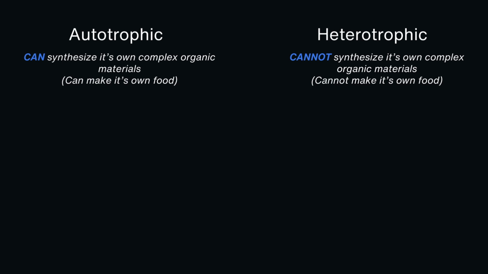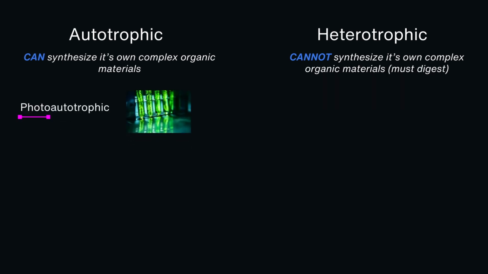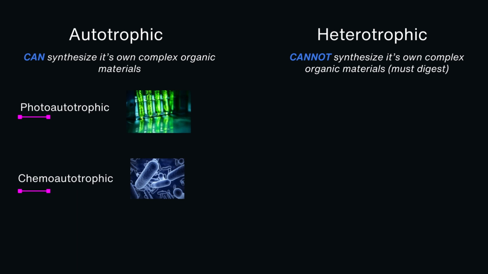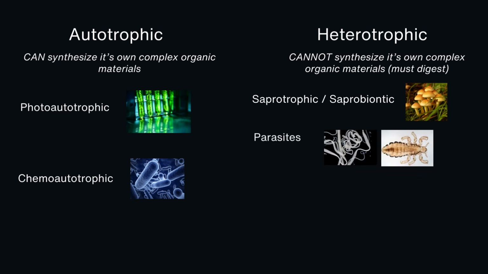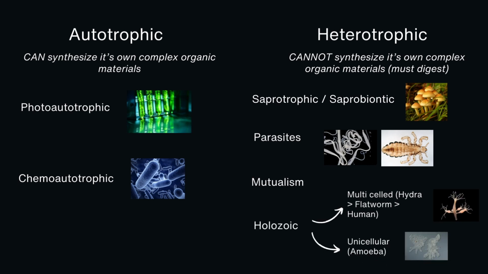I'm going to give a high-level view of the different types of autotrophic and heterotrophic before I dive into more detail about how they are adapted to carry out their functions. So under autotrophic, we have photoautotrophic and chemoautotrophic. Under heterotrophic, we have saprotrophic, parasites, mutualism, and holozoic nutrition. Now I'm going to dive into each of them in more detail and give their adaptations to carry out their modes of nutrition.